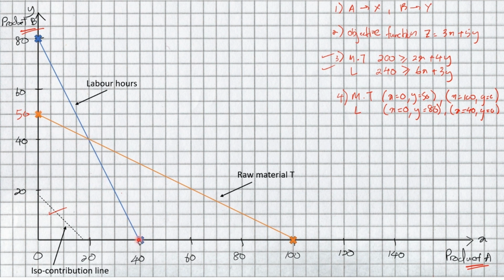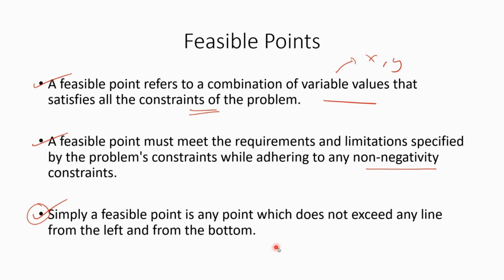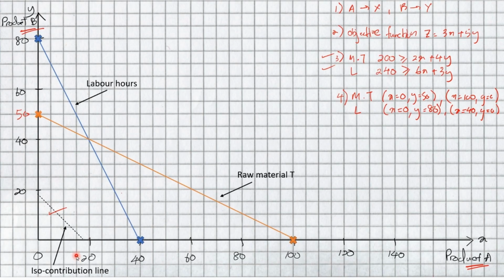Now let's go back to the point. As you can see, simply a feasible point is any point which does not exceed any line from the left. From the left means when we enter into the graph from the left side, and from the bottom means when we enter into the graph from the bottom. Let's enter into the graph from the bottom and see if we can identify any other feasible points. Here is the bottom and we enter into the graph from the bottom.